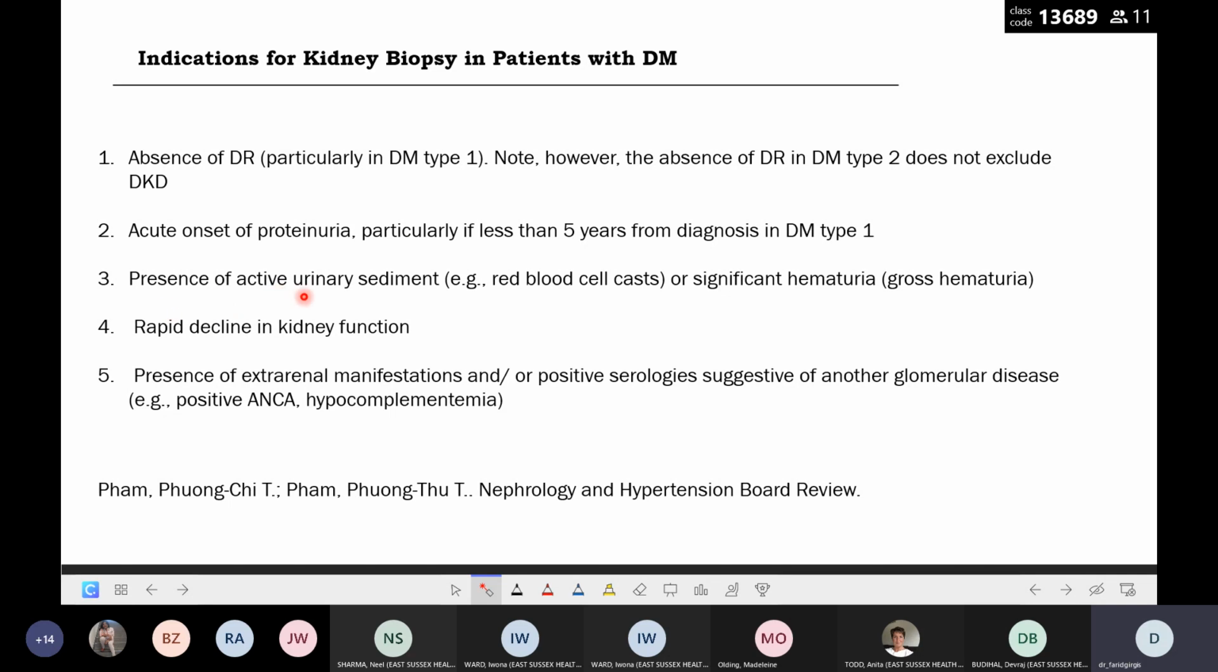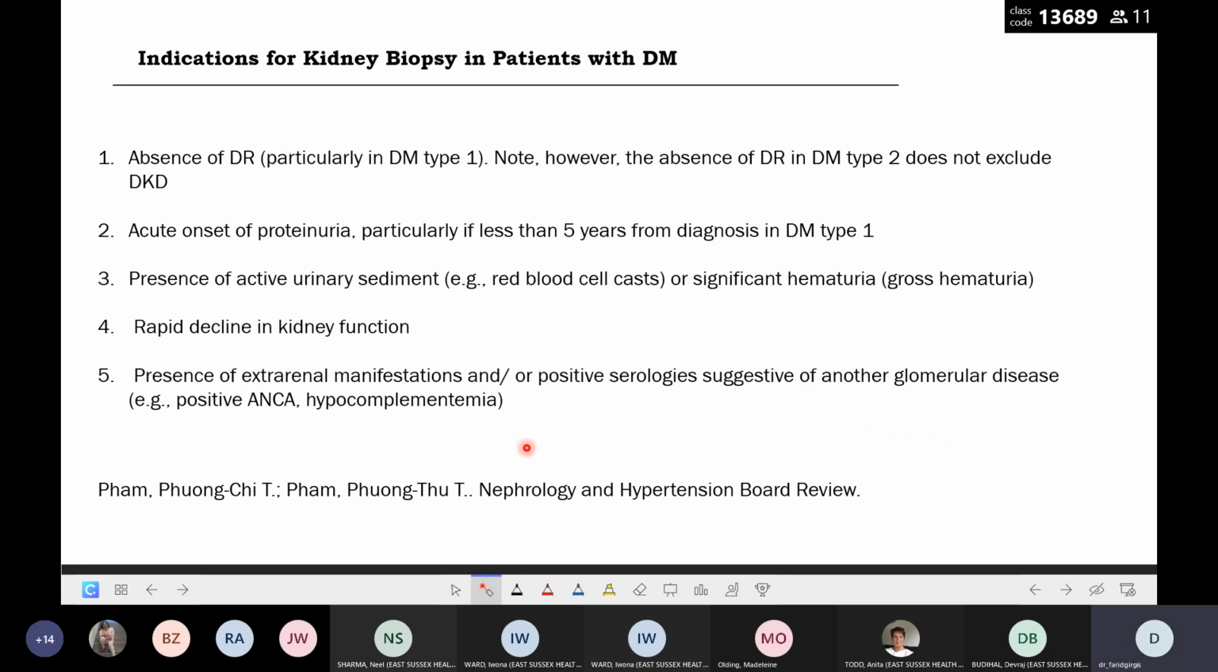Third, which is actually understandable, presence of active urinary sediment like red cell casts or significant hematuria. This actually points at another diagnosis rather than diabetic nephropathy. Number 4, if there is rapid decline in kidney function, especially if it happened very quickly and in short time, it's worth having a look because it may be a non-diabetic kidney disease.